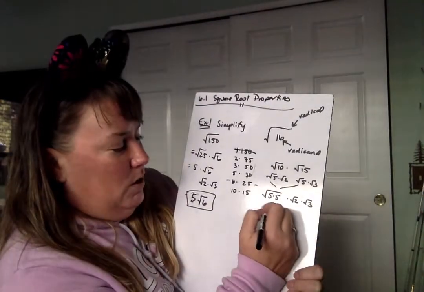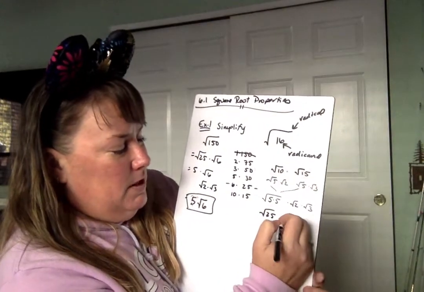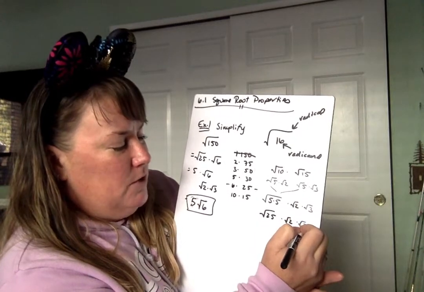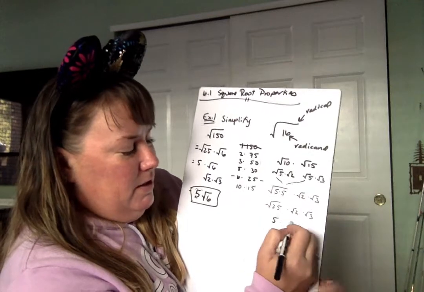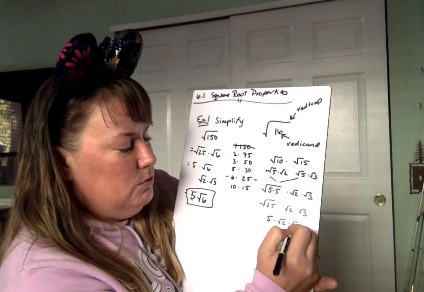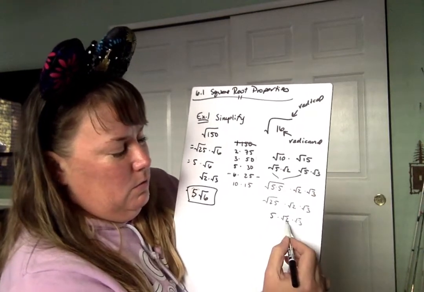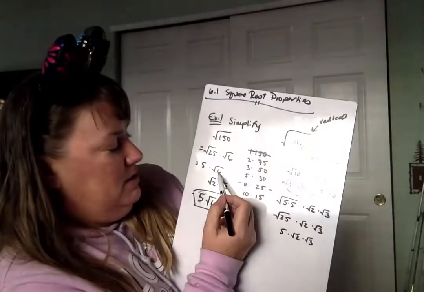Simplify this. Well, you have the square root of 25 times the square root of 2 times the square root of 3. Simplify this. Square root of 25 is 5. 5 times root 2 times root 3. Well, that is root 6 broken down.